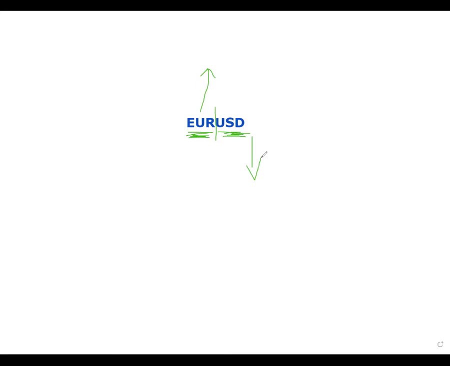The base currency, which is the first currency, is always trying to go up or move upwards. And then the quote currency is always trying to go down. So it's like there's a friction between them. They are moving in opposite directions. One is going up, the other one is coming down.